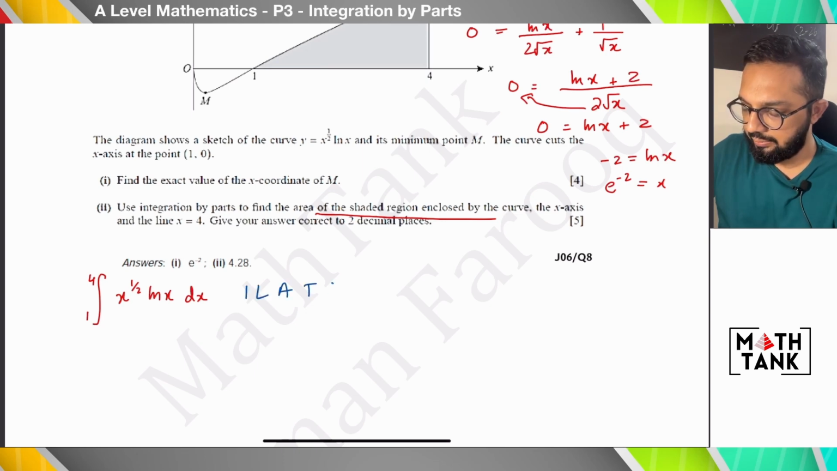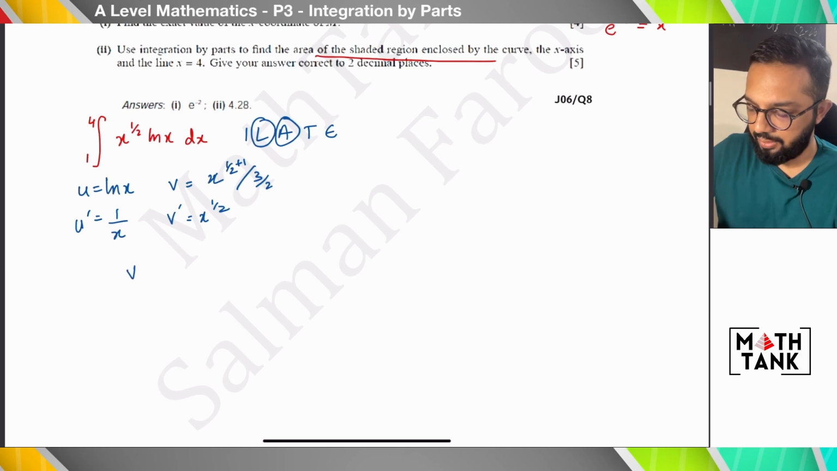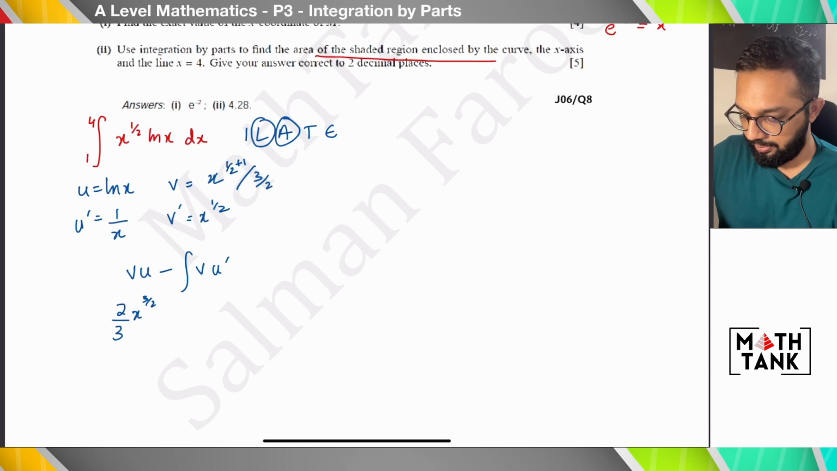isolate first and say that I have an algebraic and I have a logarithmic. The logarithmic comes first. Therefore, u equals ln x and v dash equals x power half. v equals x power half plus 1 divided by 3 over 2, and I'm going to simplify that. u dash equals 1 over x. Again, I'm going to write my formula vu minus v u dash. And I get 2 over 3 x power 3 over 2. u is ln x.